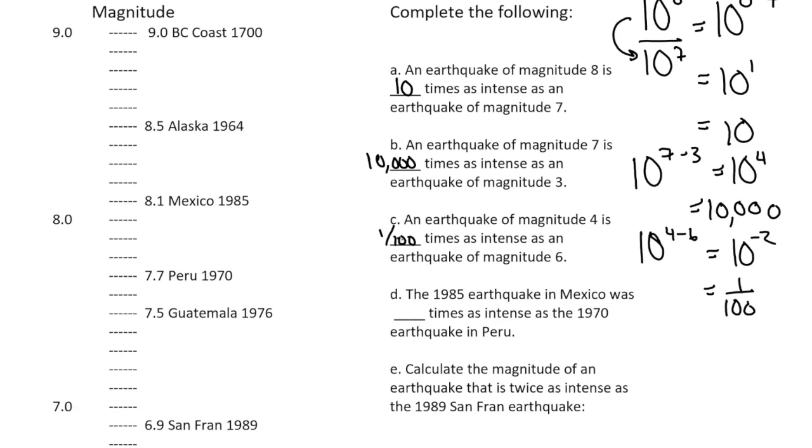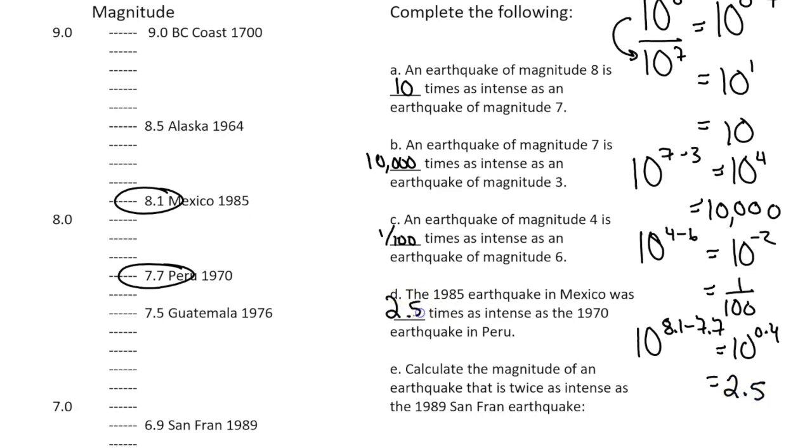Okay, let's look at a couple past earthquakes that we have here. In 1985, there was an earthquake in Mexico that was 8.1 on the Richter scale, and they're comparing that with the 1970 Peru earthquake of 7.7 on the Richter scale. For something like this, you could say 10 to the 8.1 minus 7.7, which equals 10 to the 0.4. Then let's put that into our calculator so we can actually figure out something with that. You could just go 10 to the power of 0.4, and you get approximately 2.5 times as intense. It didn't say what to round it to, so we'll just round it to 1 decimal place here.